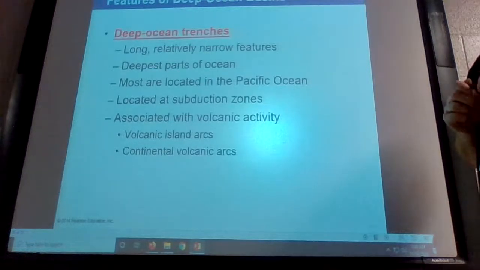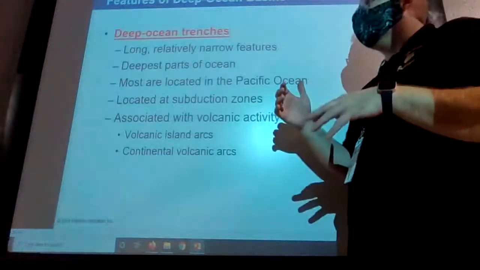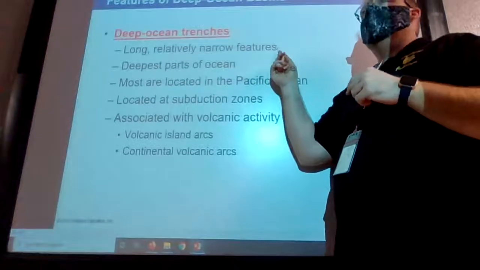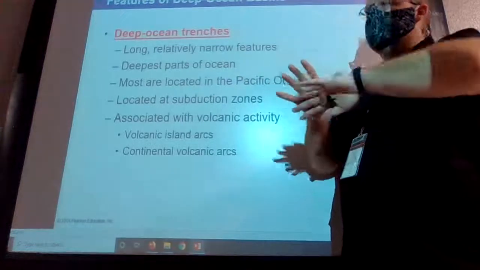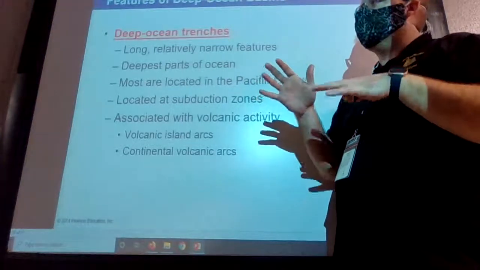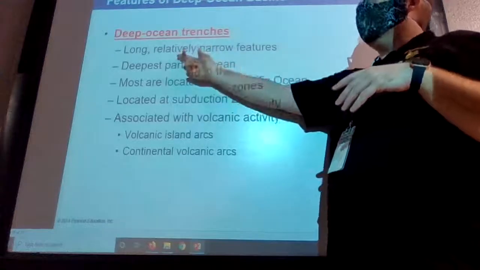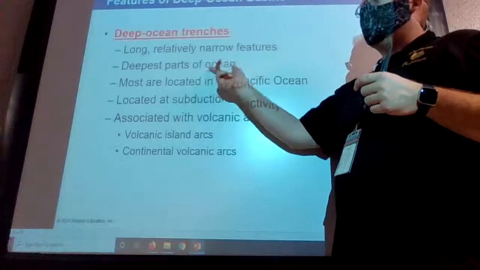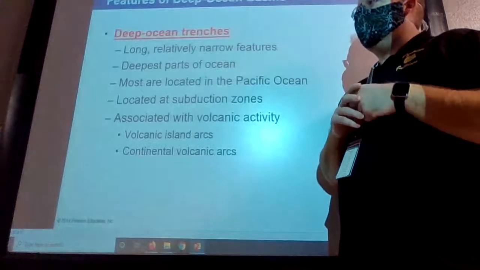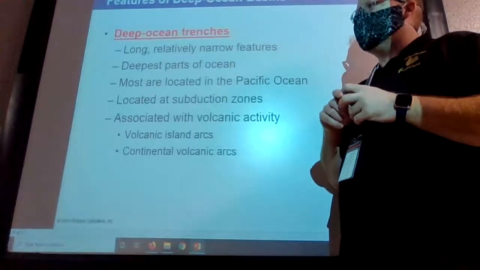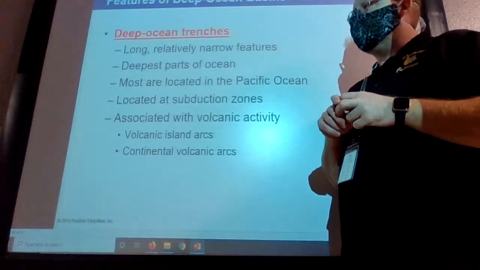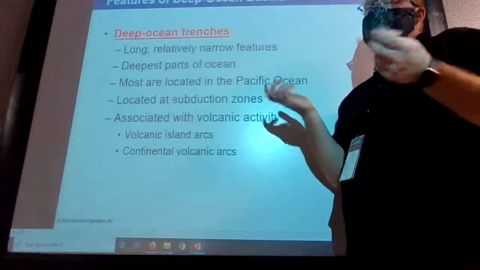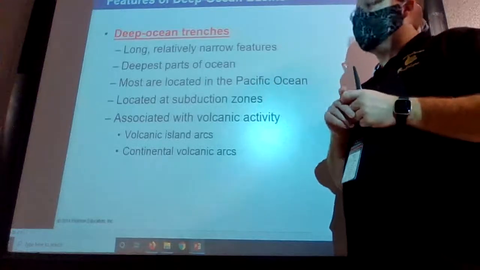Now, deep ocean trenches. They're going to look specifically at deep ocean trenches. They run the entire length of the plate boundary where you have oceanic plate being subducted underneath continental plate. So they're going to be long, relatively narrow features. They're not very wide. They are going to be the deepest parts of the ocean. The deepest part that we know of to date is in the Marianas Trench, and it has only been explored in limited capacity, just due to the depths and the pressure and the amount of money it costs to get down there.